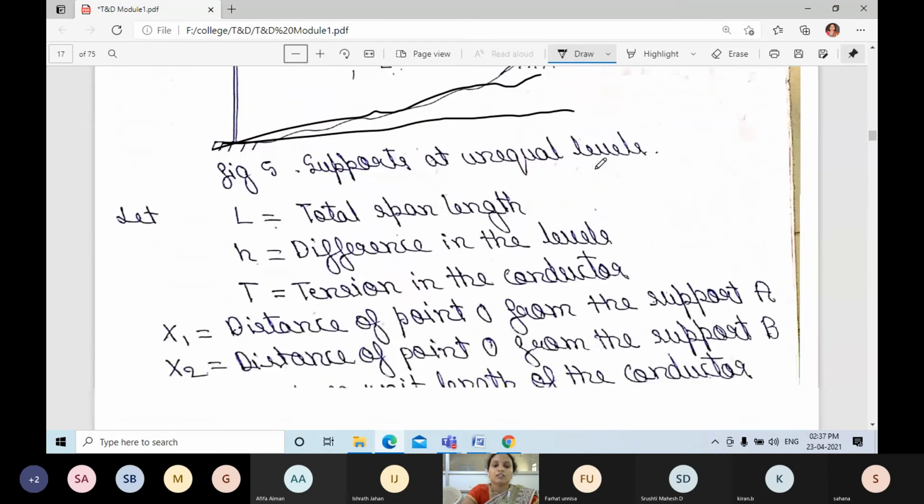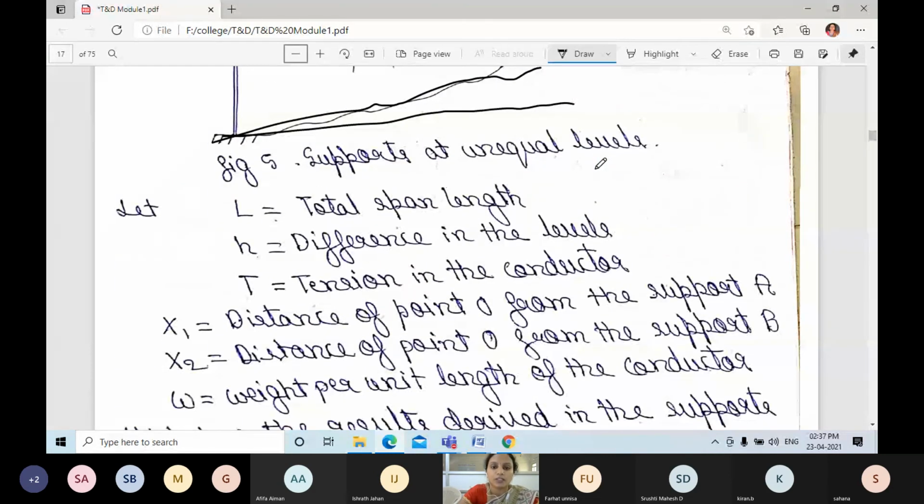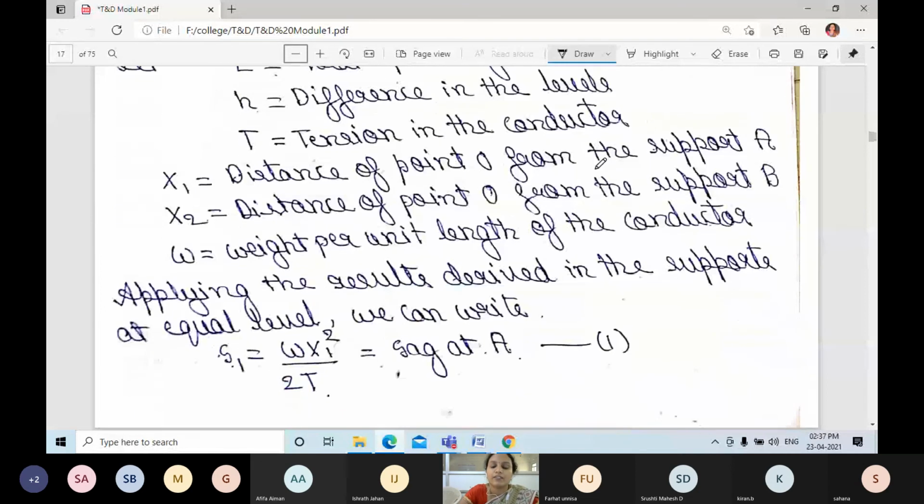Now L is equal to the total span length, H is the difference in the levels, and T is the tension in the conductor. X1 is the distance of point O from support A, and X2 is the distance of point O from support B. And what is W? W is the weight per unit length of the conductor. Next is the value of sag. S is equal to omega x square divided by 2T.